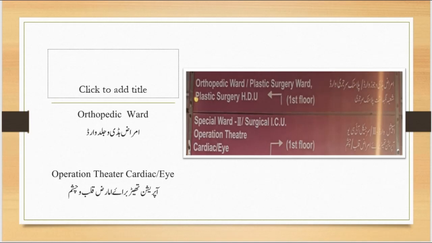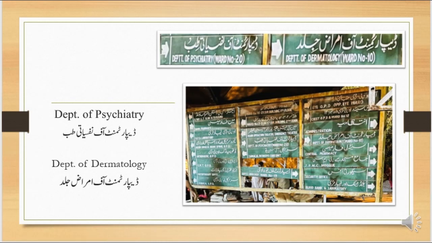Similarly, in the word operation theatre cardiac slash I, we can see that the word operation theatre is written as it is, but the words cardiac and I are translated. So cardiac is translated as amraz qalb and I as chashm. So the Urdu version of the word operation theatre cardiac slash I would be operation theatre brai amraz qalb chashm. So in this example too, part of the borrowed word is as it is, and the other part has been substituted by translating it.